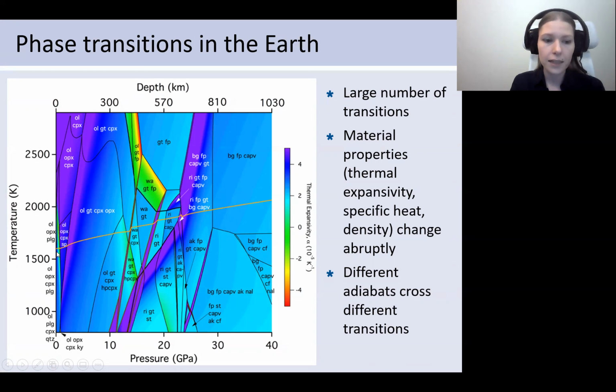And what we can see is that if we have one specific adiabat, so for present day, for example, this yellow one shown here, we go through a specific set of phase transitions. But then if we are on a colder adiabat for a slab or a hotter adiabat for a plume, or if our average adiabat would just be different, for example, in the early Earth, we might have completely different phase transitions. So some phases just vanish for higher temperatures, like what's there at ringwoodite.